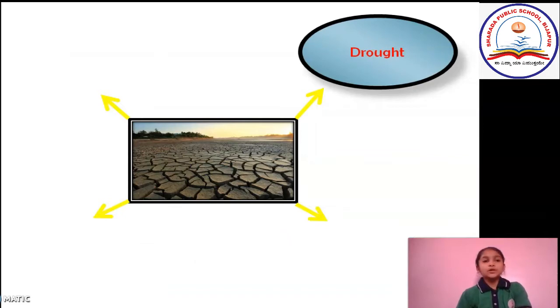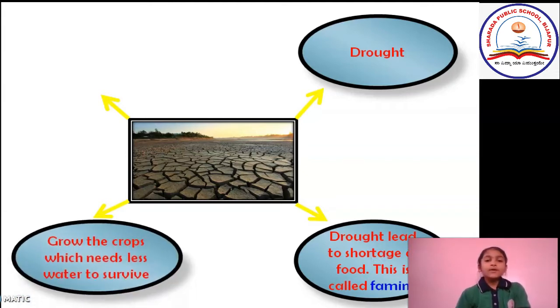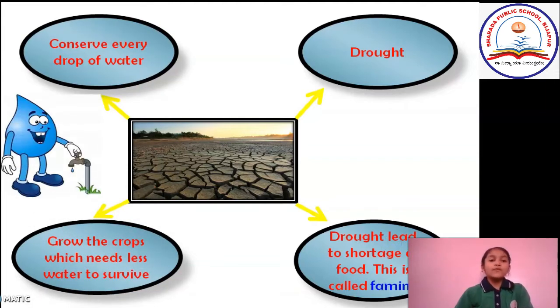Now let us learn about the drought. Drought is the shortage of the water. So when there is the shortage of the water, the crops cannot be grown. When the crops cannot be grown, there is the food shortage. This food shortage is called as famine. We have to grow the crops which need less water to survive during the drought. So we have to conserve every drop of water to prevent the drought.